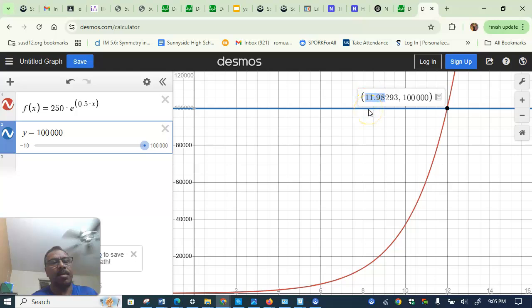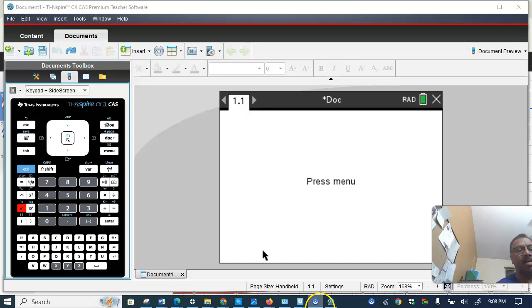So the answer would be, because the x coordinate of the point gives us the time in weeks, when that happens, about 12 weeks. So that's it, we are done. And the question is, is it possible to graph this on the nSpire calculator? Also you can do it, but because of time, I'm just skipping this.